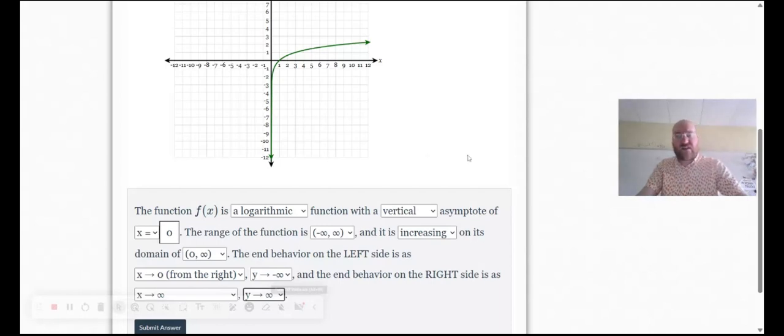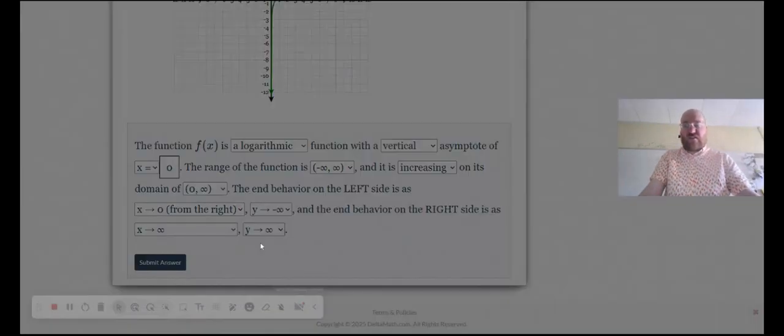End behavior talks about the arrows. The left arrow approaches 0 on the x-axis. And when it does that, the y approaches negative infinity. And the right arrow approaches infinity. As our x-axis is going to get higher and higher, it's never going to stop. And our y is also going to get higher and higher. So that should all be correct.